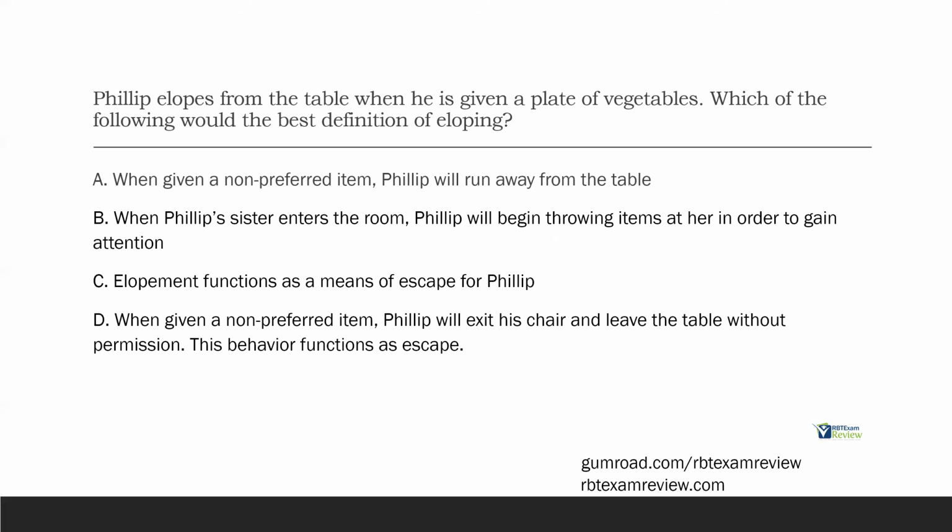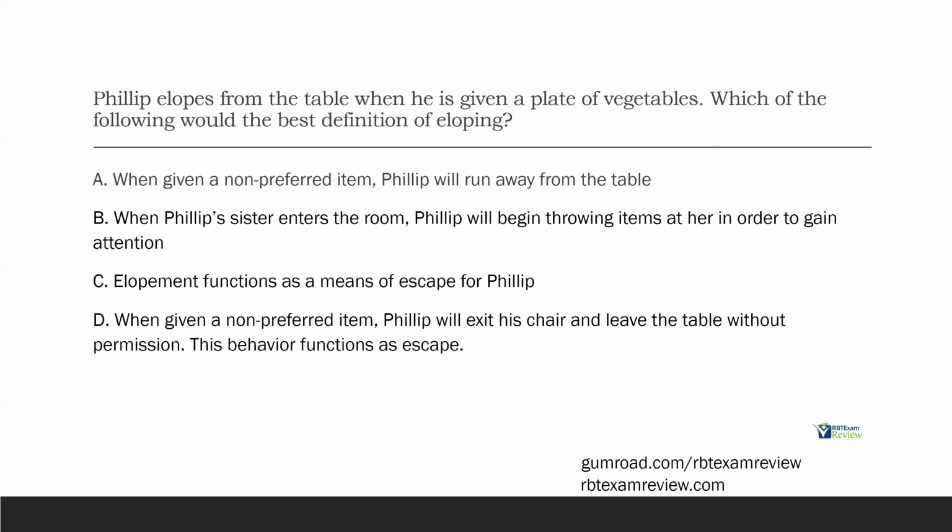B, when Philip's sister enters the room, Philip will begin throwing items at her in order to gain attention. Well, this has nothing to do with the plate of vegetables, right? This is about Philip's sister. Remember, when we have a target behavior, make sure your behavior definition reflects that target behavior so we don't end up measuring something else. B might be an issue, but that's not what we're focused on right now, right? We're focused on the eloping when he's given a plate of vegetables. So B is wrong.